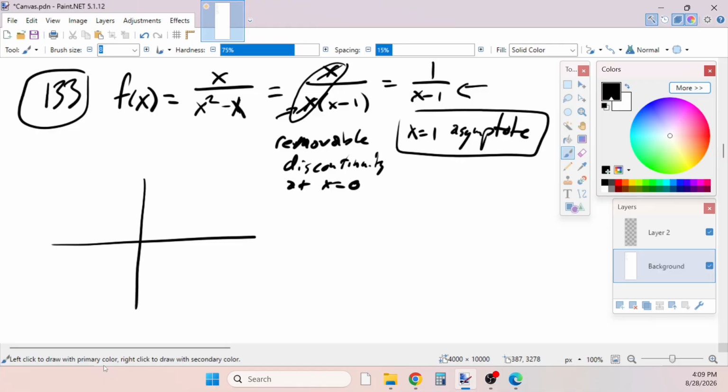This function, there are a few steps to graphing it. I'm going to graph by starting from a parent function. My parent function, g of x equals 1 over x. This g is shifted 1 to the right.